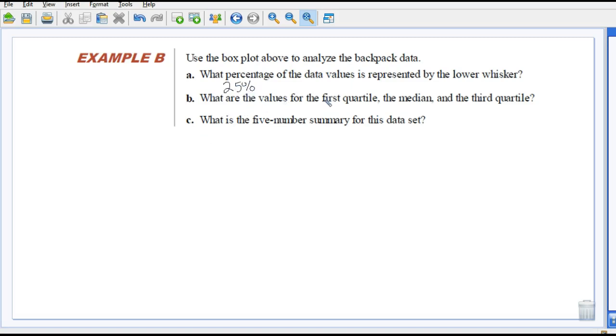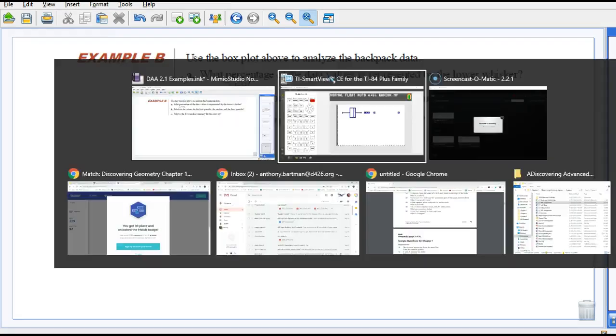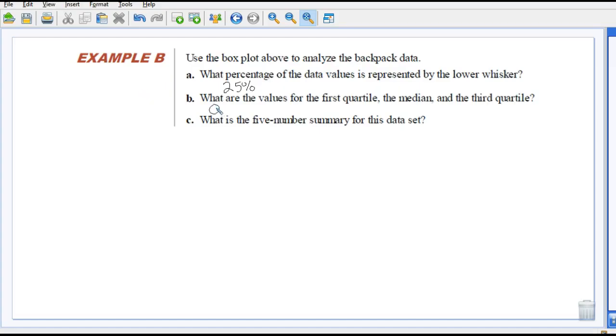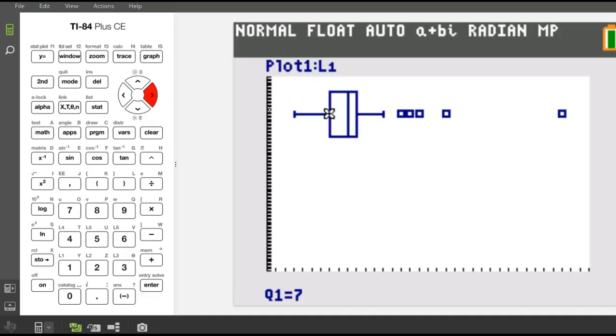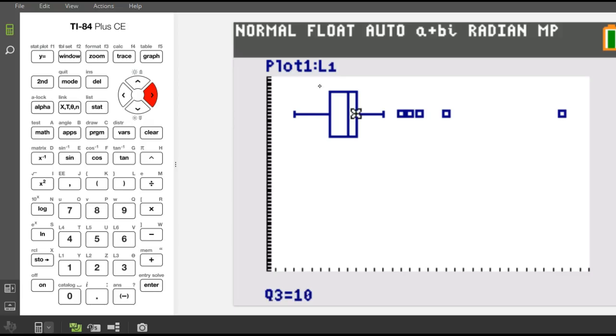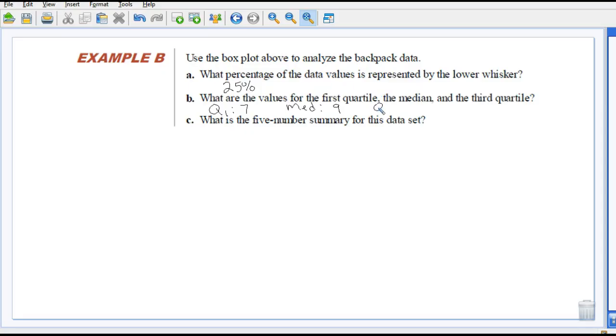What are the values for the first quartile, the median, and the third quartile? If I hit trace, I can just follow along. There's quartile 1, which is 7. So Q1 is 7. The median is 9. If you just want to write MED, that's all right for median. Quartile 3 is 10. So Q3 is 10.